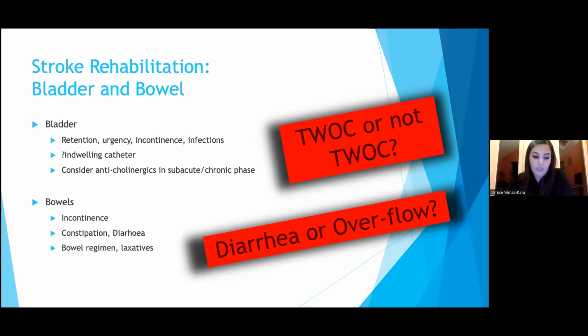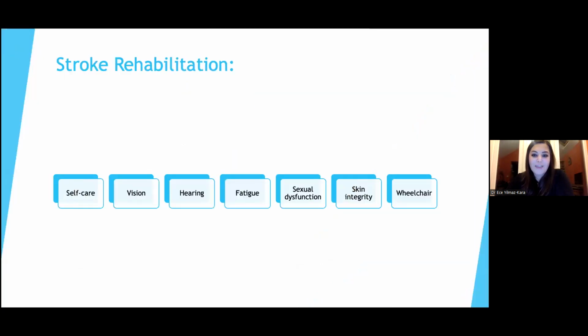Obviously, we can utilize more advanced features like transanal irrigation, etc. But that's more in the chronic phase rather than the early phases. There are many other aspects of stroke rehab, which I'm not going to touch on today because of the time limits.